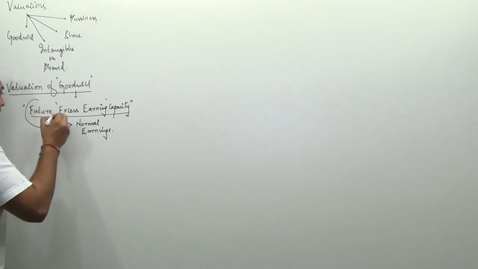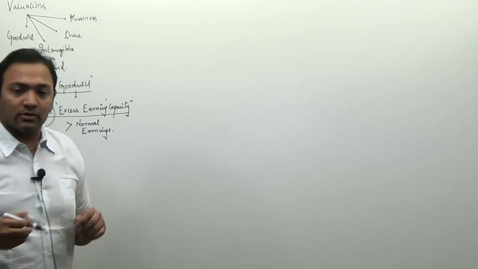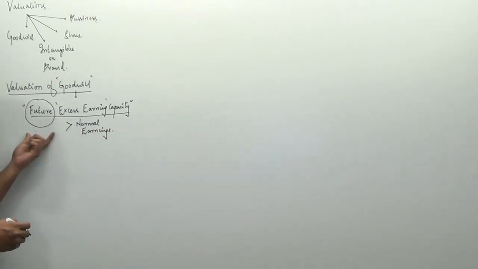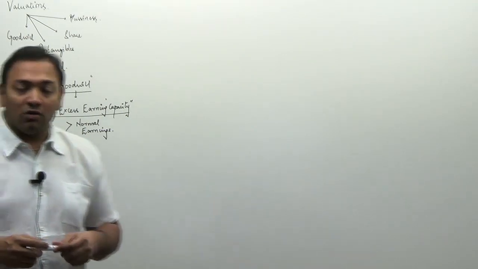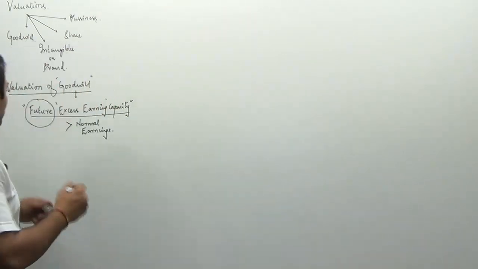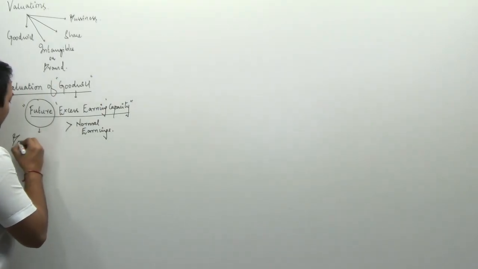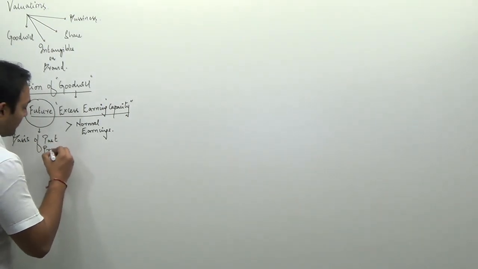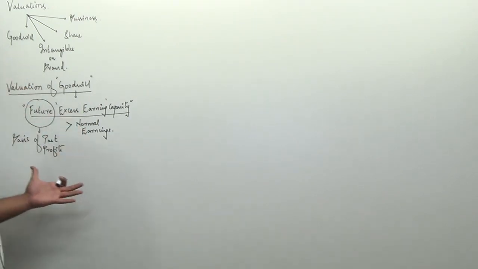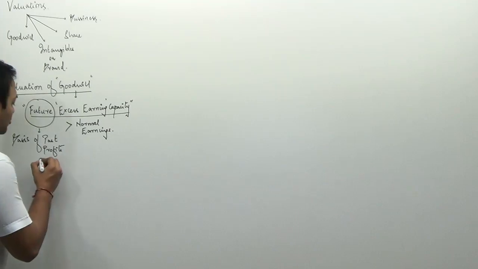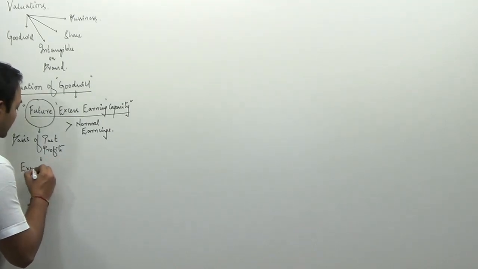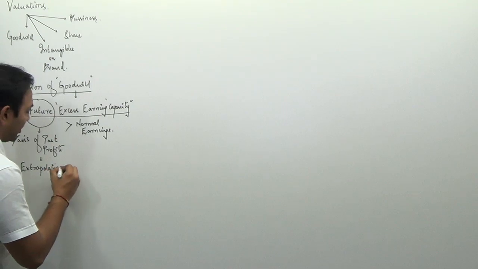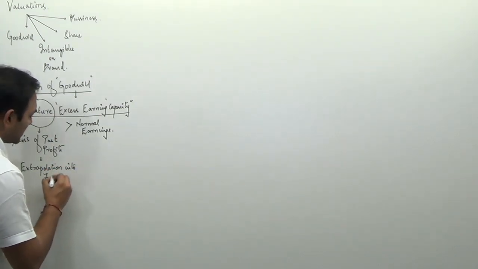Now, whenever we are talking about goodwill, the first thing that you need to understand is we are talking about the future. We are not talking about what has already happened. We are trying to estimate what will happen in the future. We take past profits as a basis to identify our future profits, and this is called extrapolation of past profits into the future.